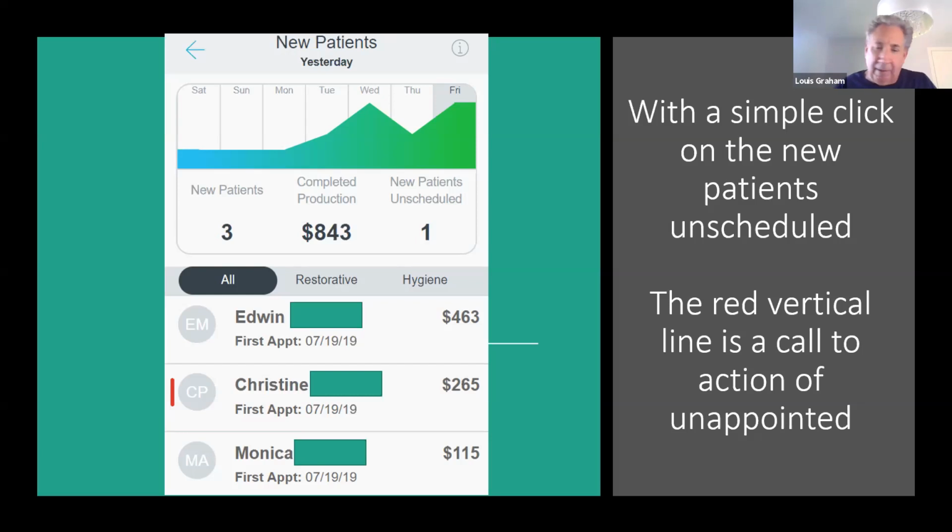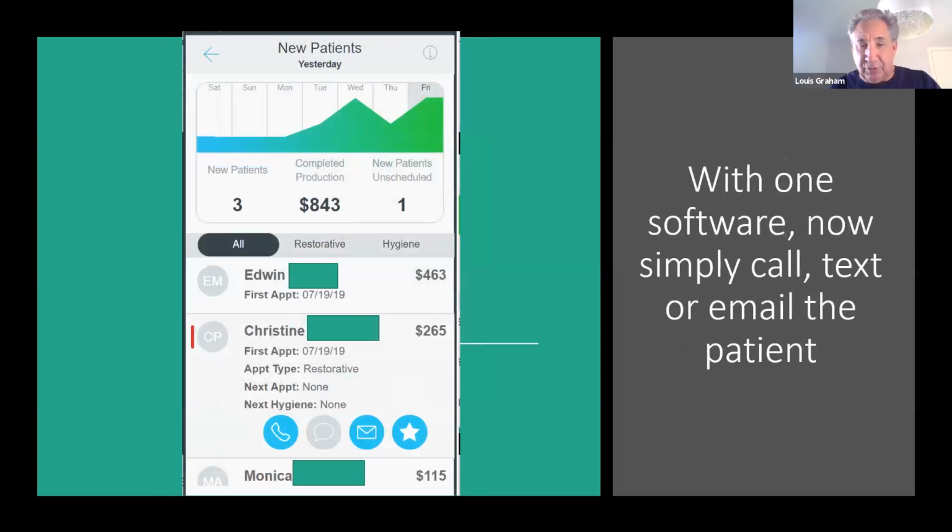So what do I want to do? I want to follow up the next day. So what you'll see, there's a red bar. The red bar says this patient did not make an appointment. You click on their name, and as you click on their name, what comes up is you can call them, text them, or email them. And so now all I want my front team member to do in the morning huddle is we're going to either text or email them.